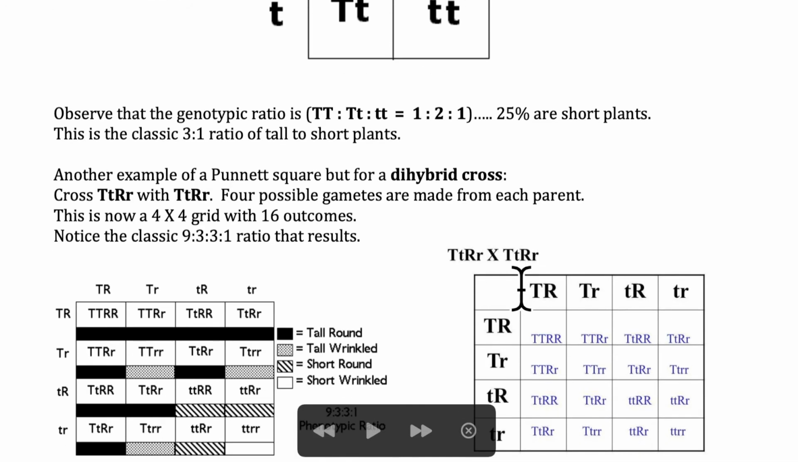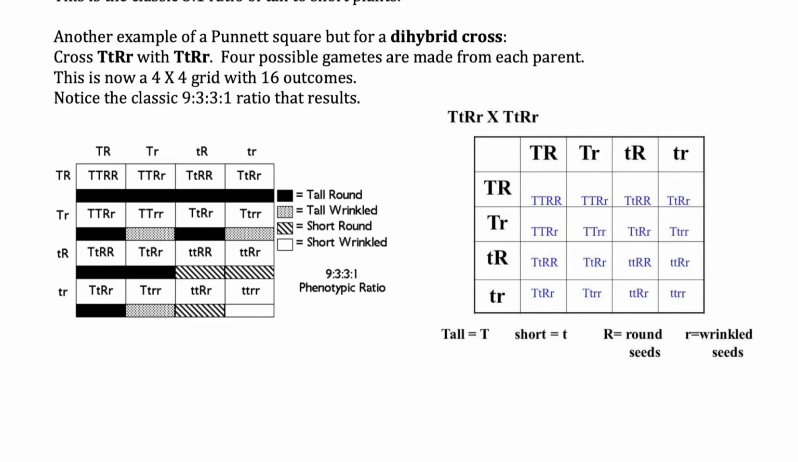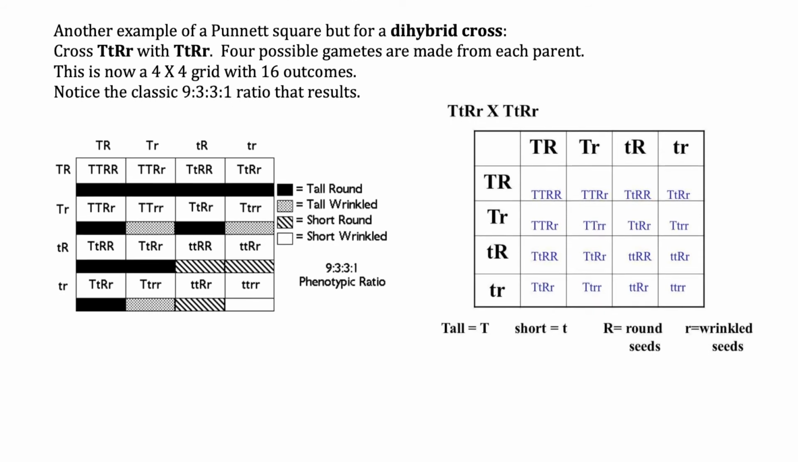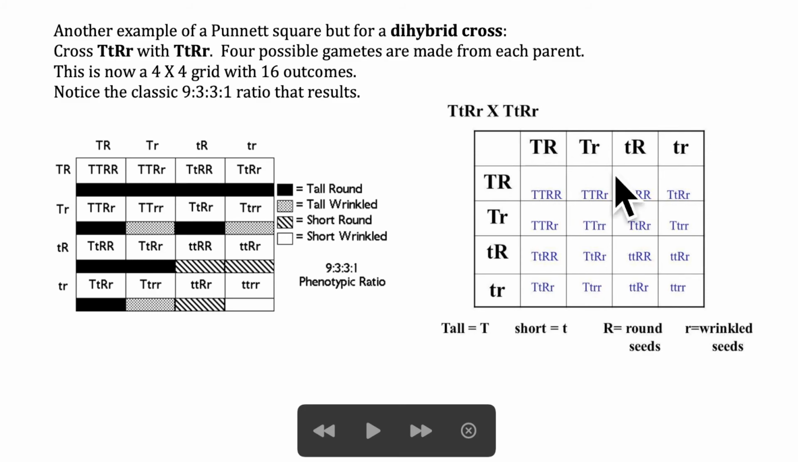Another example of a Punnett square, but for a dihybrid cross. Cross TtRr with TtRr. Four possible gametes are made from each parent, so there is now a 4x4 grid with 16 possible outcomes. This is the classic 9:3:3:1 ratio that results. Look at the tables here. You have tall round, tall wrinkled, short round, short wrinkled. You get that same 9:3:3:1 phenotypic ratio. Same thing on the next one here.